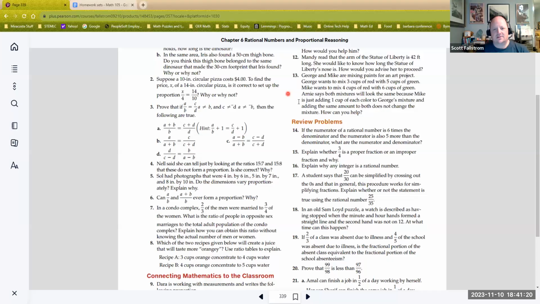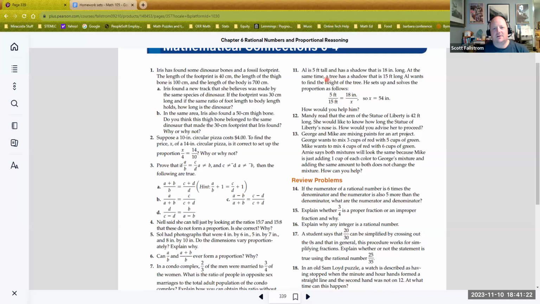And let's see here. Next up, a 5-foot tall tree. His shadow is 18 inches long. At the same time, a tree has a shadow that's 15 feet long. And Al wants to find the same height of the tree. So what he did, he set things up so that he would have feet to feet on one side and inches to inches on the other side. Okay. Your goal is to see, did Al set this up correctly? And does that make sense at the end of the day?